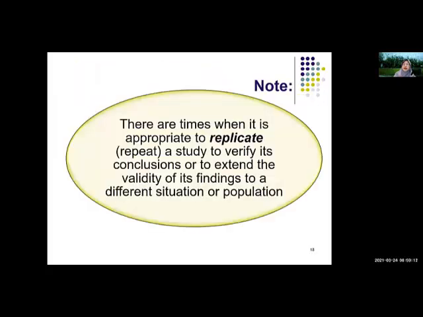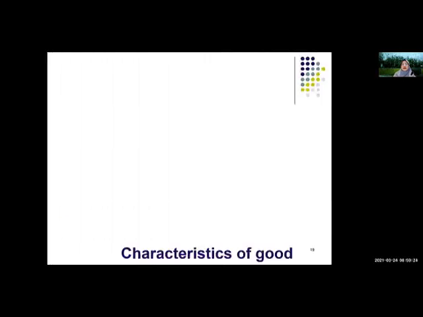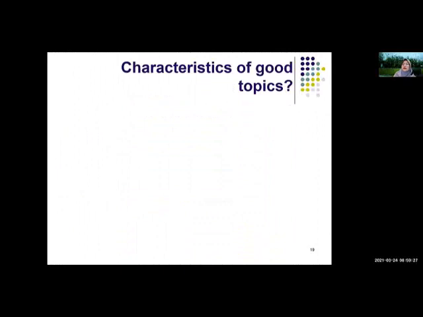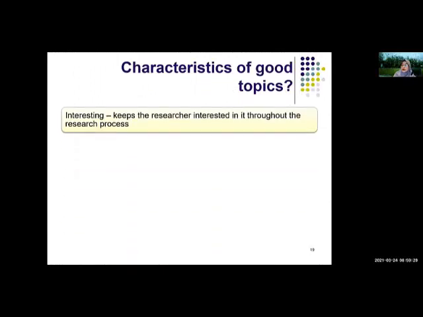There are times when it is appropriate to replicate or repeat a study to verify its conclusion, or to extend the validity of its findings to a different situation or population. A characteristic of a good topic is that it is interesting, keeping the researcher interested in it throughout the research process. So the choice of topic must be in your research interest. Do not do research that you don't like. You must have an interest in that topic.